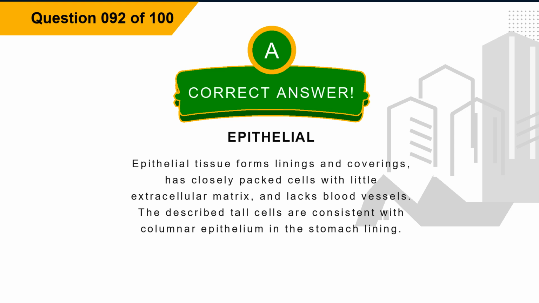Explanation: epithelial tissue forms linings and coverings, has closely packed cells with little extracellular matrix, and lacks blood vessels. The described tall cells are consistent with columnar epithelium in the stomach lining.